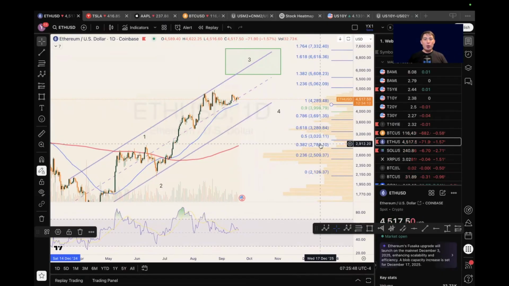Ether, I think, is a bit more clear that we're in a much more constructive uptrend, even though we have consolidated for almost a month now. So I still expect the wave 3 to be somewhere in the 5,600 to 7,300 region as the base expectation, and this is largely a bull flag, just cooling off from this rapid ascension that was riding the wave of treasury companies for Ether.